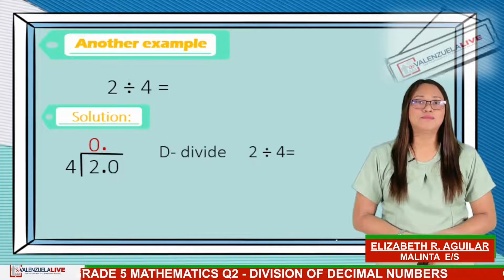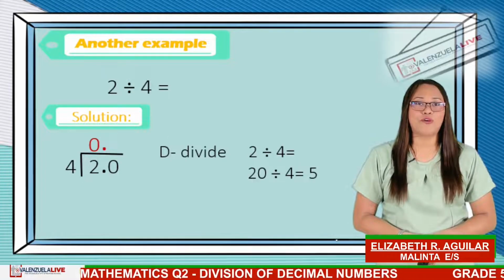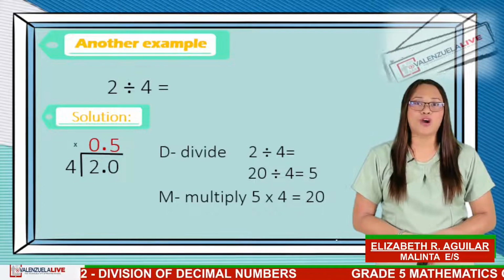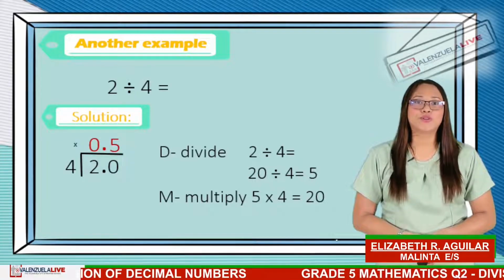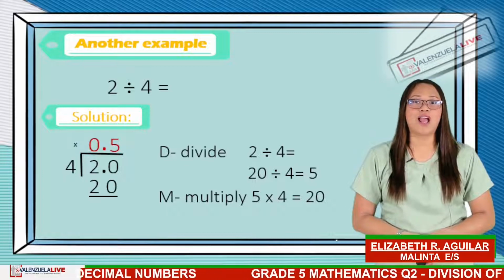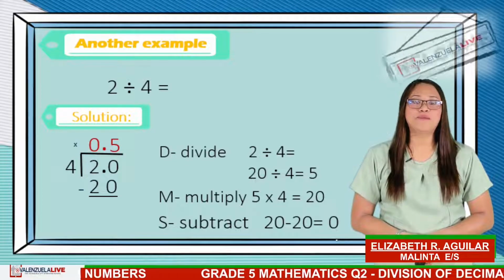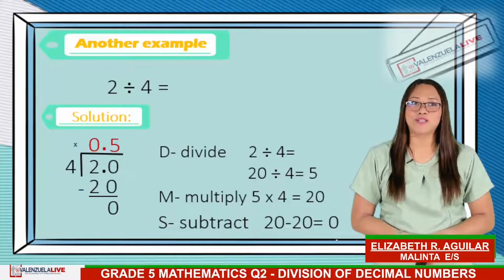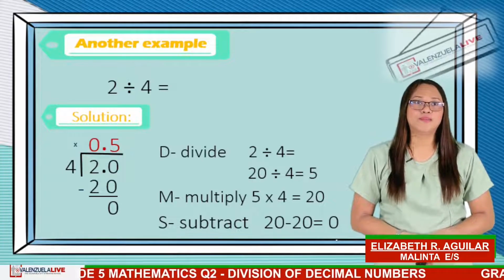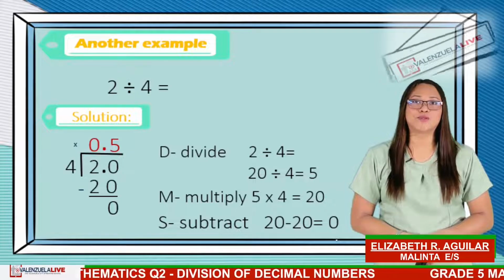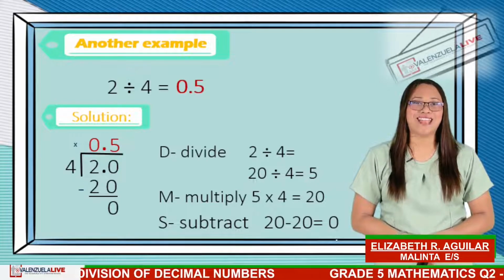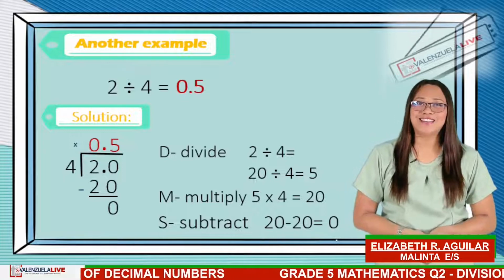So it will become 20 divided by 4 is equal to 5. Then 5 times 4 is equal to 20. Then subtract. 20 minus 20 is equal to 0. So since our remainder is already 0, we will stop. Okay, so 2 divided by 4 is equal to 5/10. Okay, did you get it?